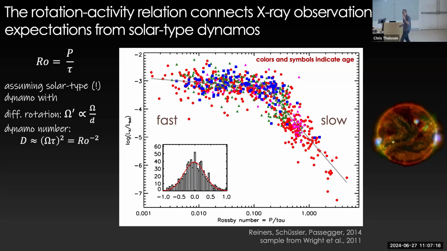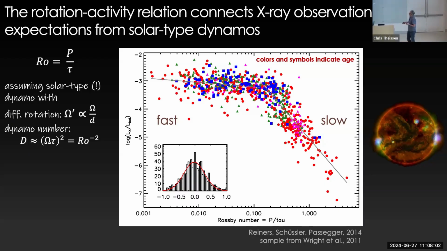Also, this idea that this Rossby number works comes from a solar type dynamo with differential rotation that is proportional to omega over d, and d is the depth of your convection zone. Then you get some dynamo number that is proportional to exactly this number. So if you do this for your star and calculate the turnover time, you have to ask yourself, where are you? From a theory argument, this doesn't really make a lot of sense, in particular not if you cross the fully convective boundary, because then this is definitely completely different. So it may be the right thing to do, but most probably for the wrong reasons.